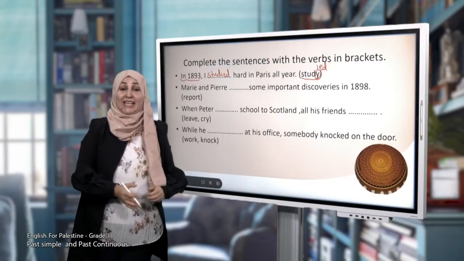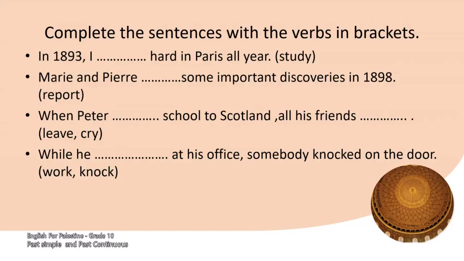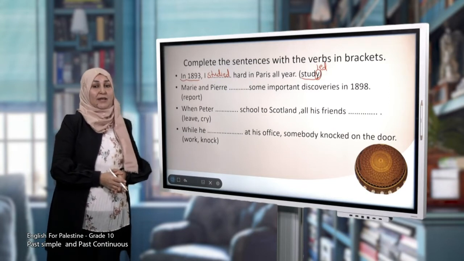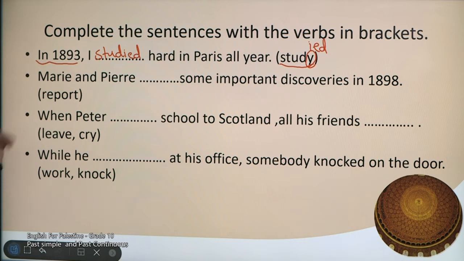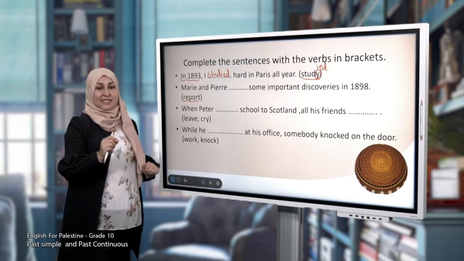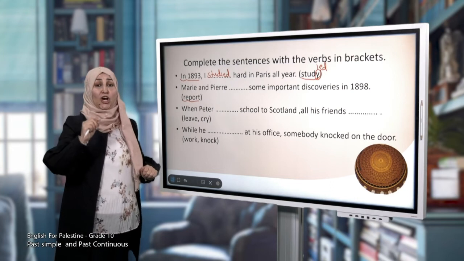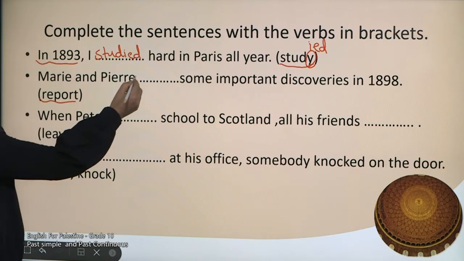Number 2, can you help me read this sentence together? Mary and Pierre reported some important discoveries in 1898. The key words here are in plus date in the past. And the verb is report. Report is a regular verb, so we only add ed. Reported.